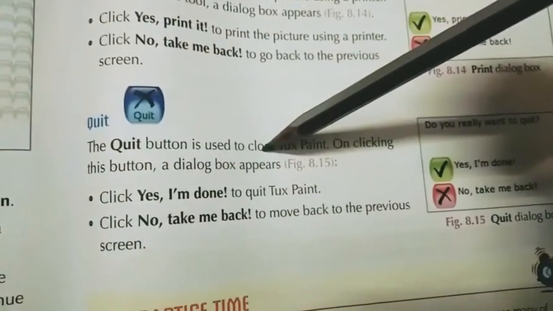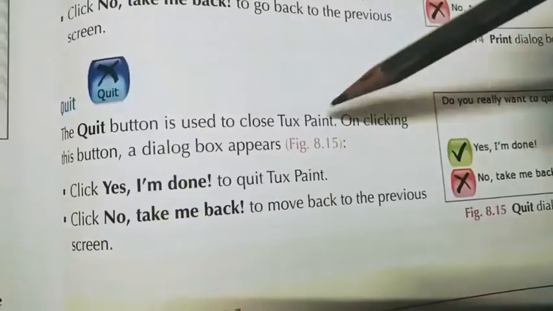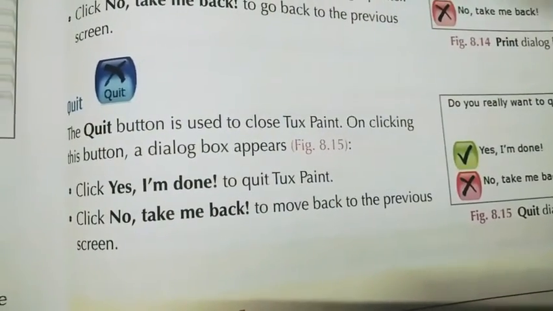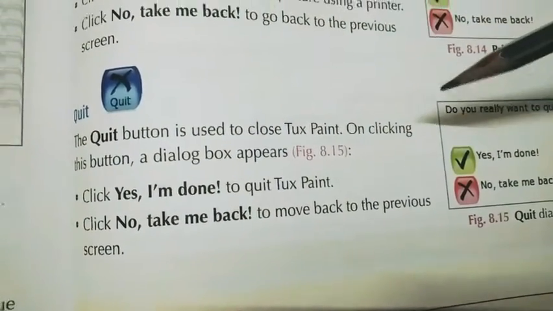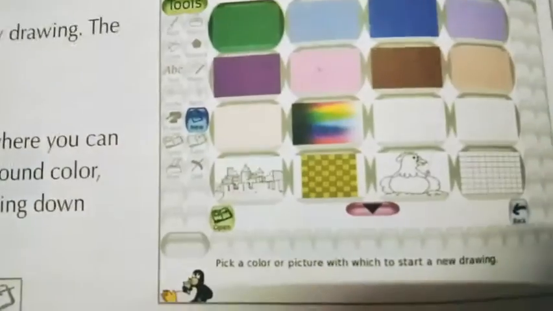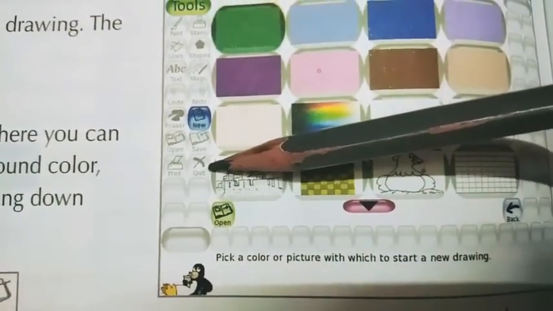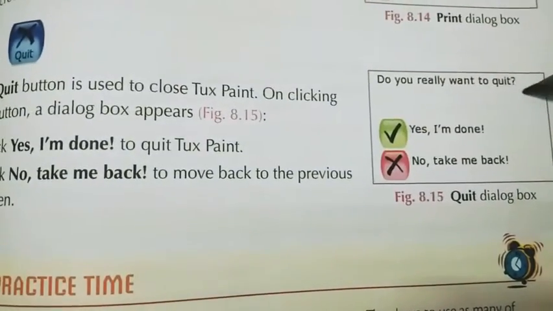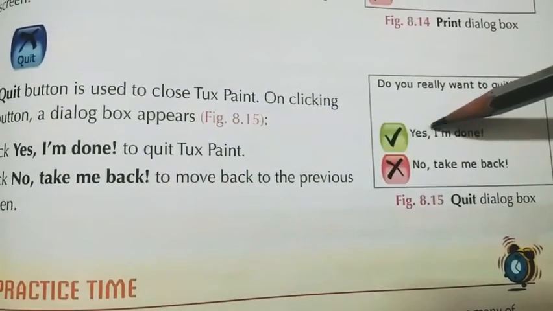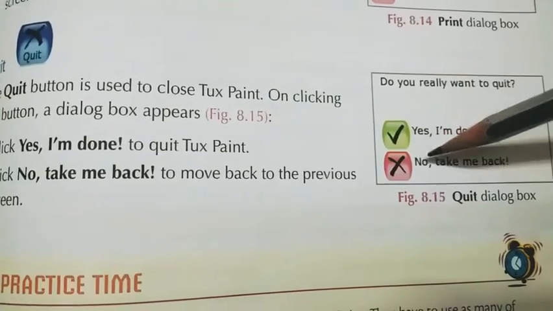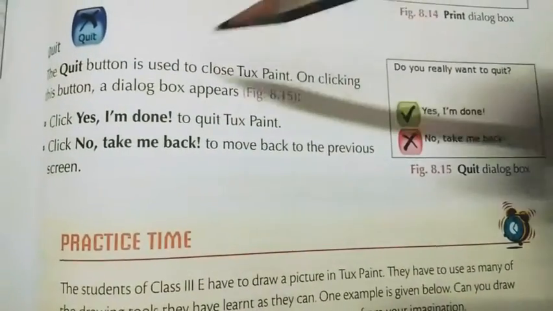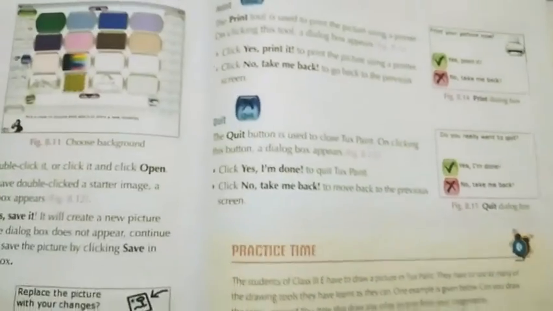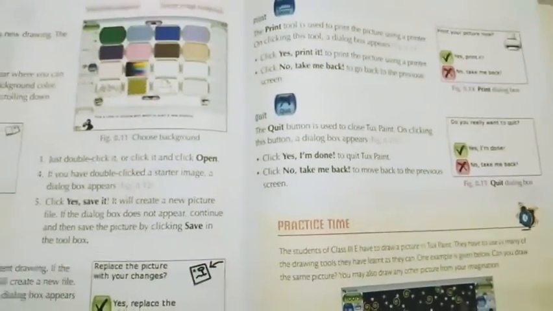After that, the quit tool is used to close Tux Paint. After doing everything, now you want to close Tux Paint, so click on the quit button. This is the quit button, click on that, then Tux Paint will ask, do you really want to quit? If you want, then click yes, I am done. If you don't want to close, then no, take me back. Okay, in this way this chapter is complete. Every tool is complete.